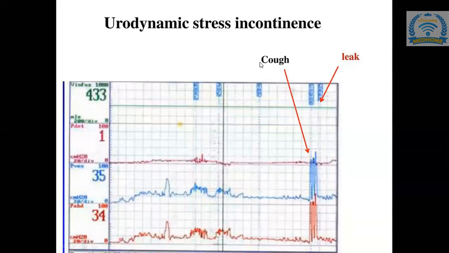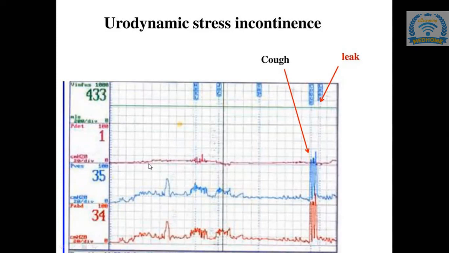Ma'am, can you please explain this graph again? Yes, sure. If you look at this graph, this is the detrusor pressure, this is the vesical pressure, and this is the abdominal pressure. And this whole graph is made in the filling phase of the cycle.